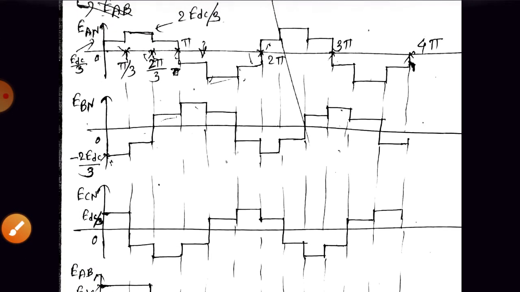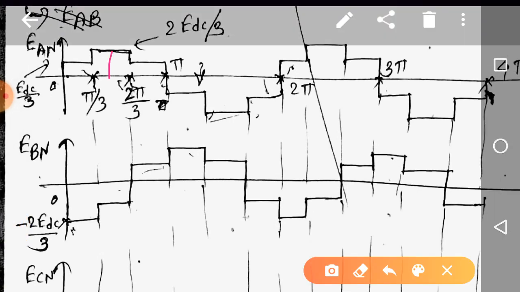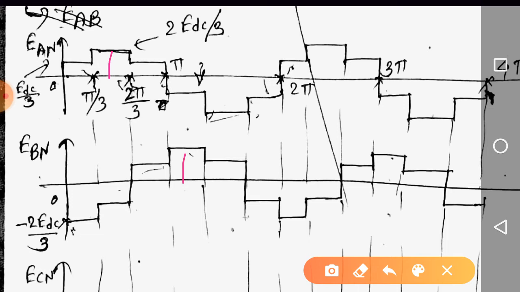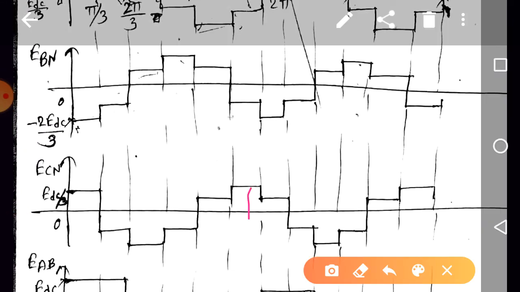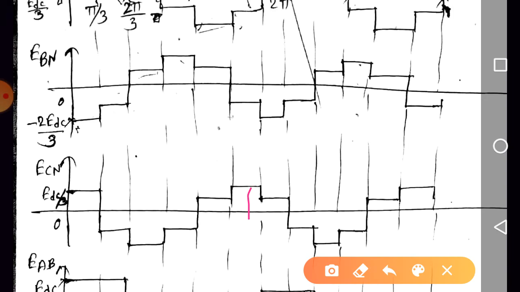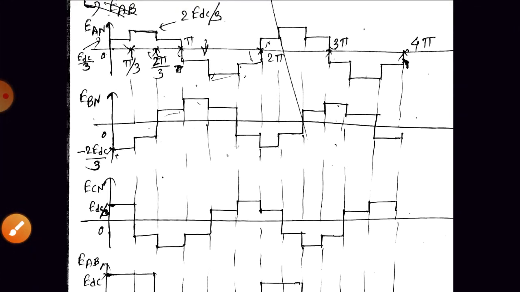Similarly, check the peak value of each phase voltage. Here the peak value is EDC by 3. In VBN, the peak value is, sorry, 2 EDC by 3. Here it is 2 EDC by 3. Here it is also 2 EDC by 3. Each step is of EDC by 3, so we are having 2 steps, and it is 2 EDC by 3. What is the peak value of VCN? It is also 2 steps, so it is 2 EDC by 3. Are you getting the point? So these are the waveforms for phase voltages.